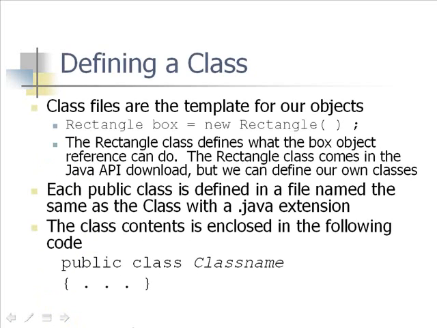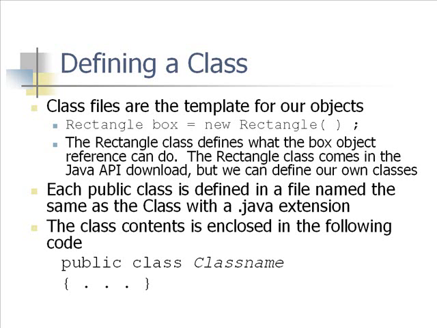Okay, we want to define a class. Class files are going to be the templates that we're going to use for our objects. When we said Rectangle box equals new Rectangle, we said new Rectangle is the object we want to make. Rectangle is the template. Rectangle defines how the class is going to work. Rectangle came in the Java API when we downloaded Java. And today we're going to define our own classes. We're going to create a Student class today.